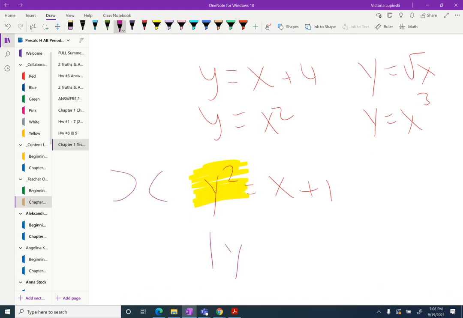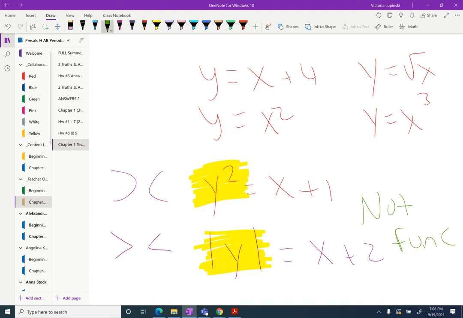The other main thing is if you see an absolute value around a y. When you see an absolute value around an x, it faces up and down. When you see it around a y, it faces left or right. So generally speaking, if you have an equation that has a y squared or an absolute value of y, that is how you know that these are not going to be functions. Anything else, if you just see a y by itself, you can feel pretty confident that it is a function.